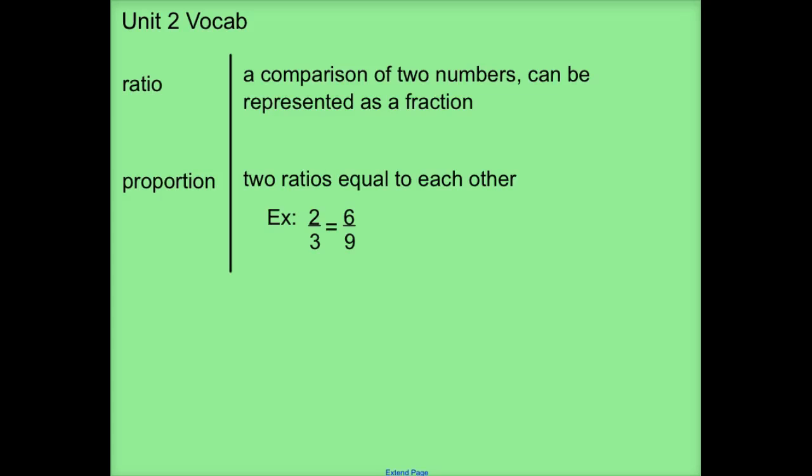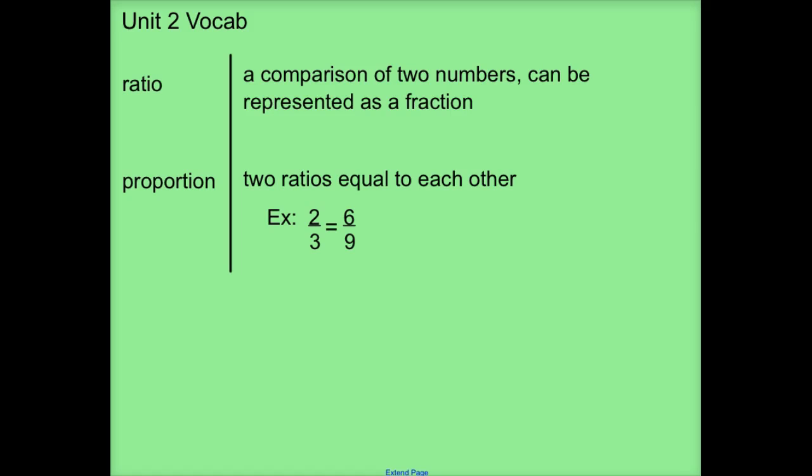Our next unit is solving proportions. So first of all, we need to understand what a proportion is. And in order to understand a proportion, we have to know what a ratio is. A ratio is simply a comparison of two numbers. Typically, we'll see it represented as a fraction, but it doesn't always have to be. A proportion is when two ratios are equal to each other.